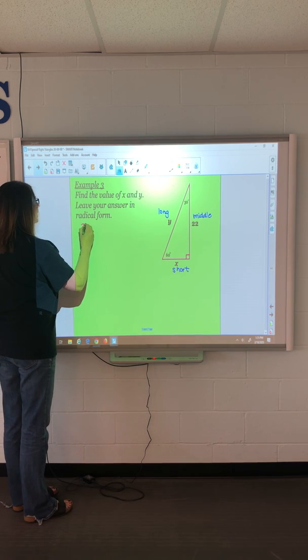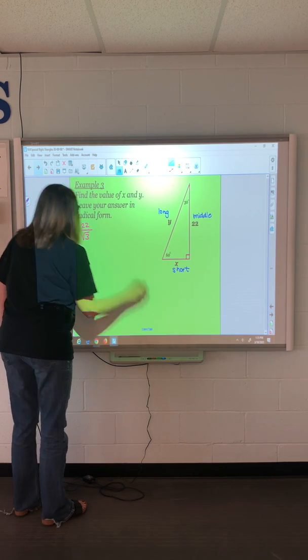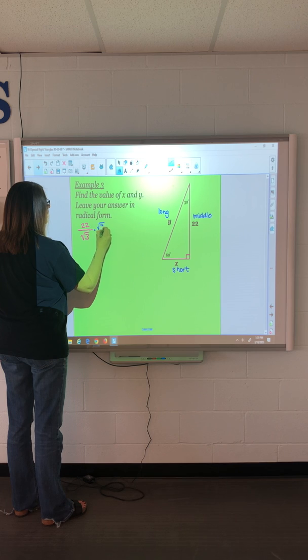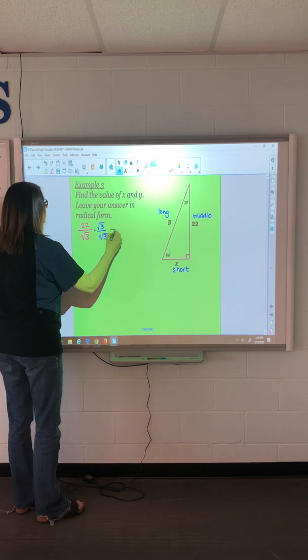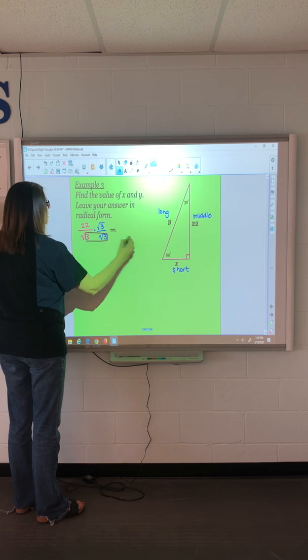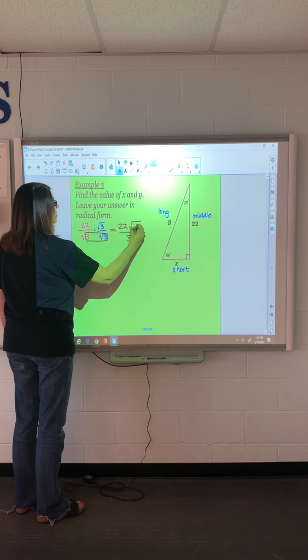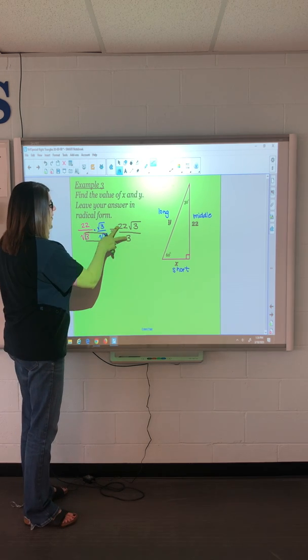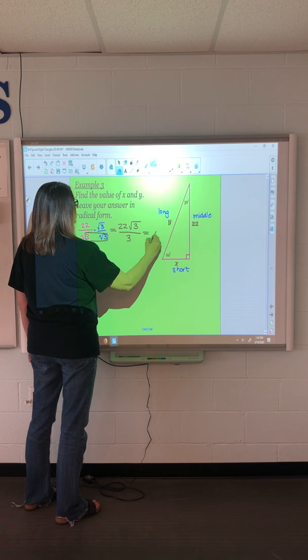We're going to take our middle side and divide by the square root of 3 to get to the short side. Again, we can't have that radical, so we're going to rationalize the denominator. So I'm multiplying both the numerator and the denominator by the square root of 3, which means 3 is coming out in the denominator, and 22 on the square root of 3 is the numerator. Those numbers right there do not reduce, and so that is my answer for the short side.